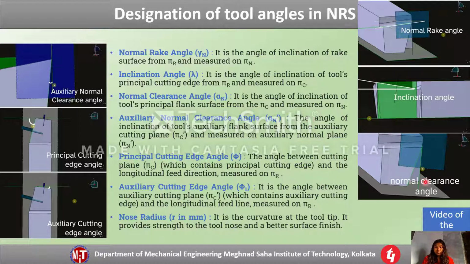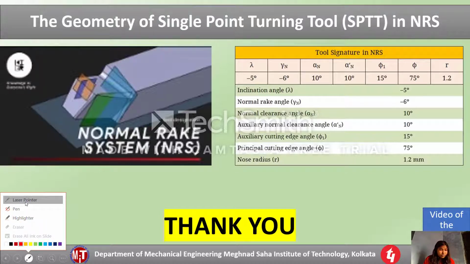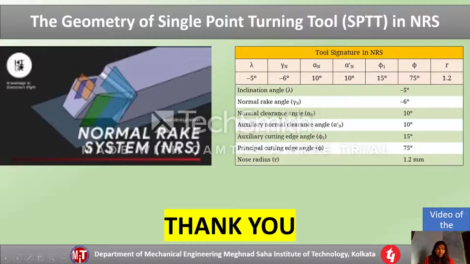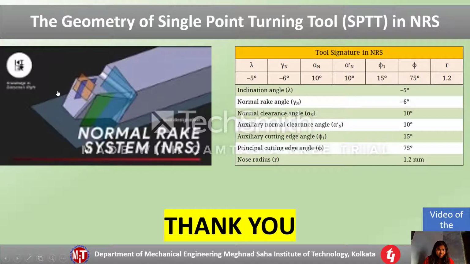Okay, now next one. Now we can watch this video for a better understanding, because as we know, we are understanding a whole 3D thing in 2D pictures. So here's one video. Anyways, this video will make you understand the whole 3D thing, how the NRS system works.